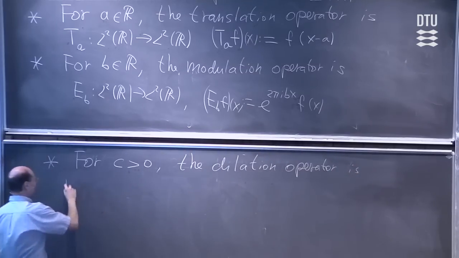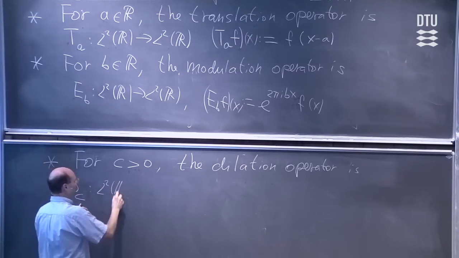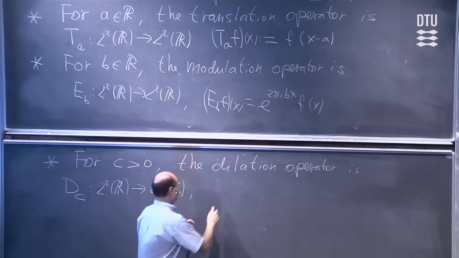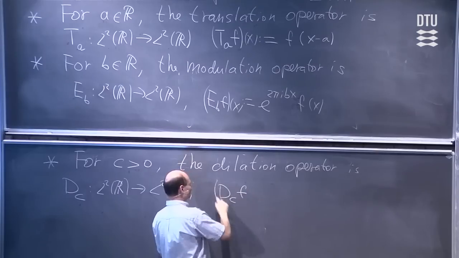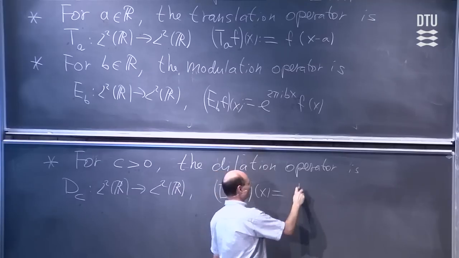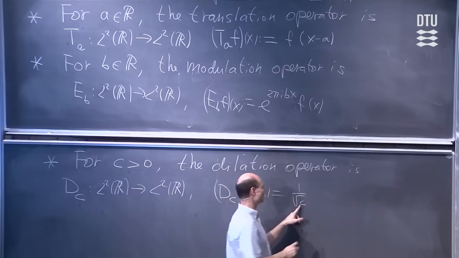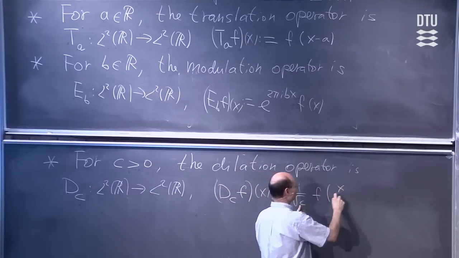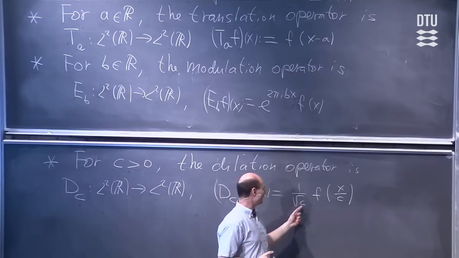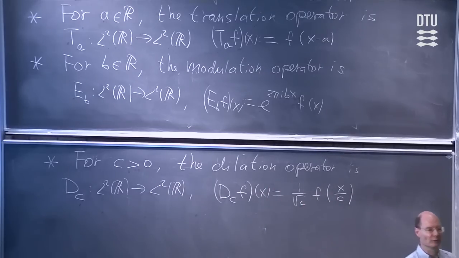So the name for that is d, and then with index c. Again, this is an operator from L2 into L2 of R. And the way it works on a function f is that it gives us the function value 1 divided by square root of c. Here you see the reason that we want c to be positive, and then f of x divided by c. So you can see, depending on which value of c you take, you actually get some scaled versions of your function f.